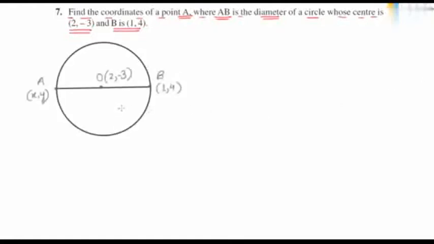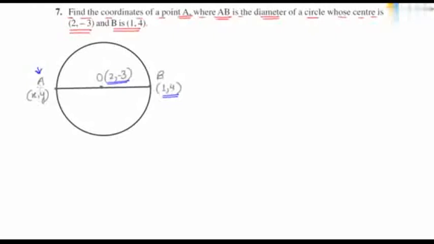Seventh question: find the coordinates of a point A where AB is the diameter of a circle whose center is (2, minus 3) and point B is (1, 4). That is, there is a circle whose center is (2, minus 3) and point B is (1, 4), and we have to find the coordinates of point A such that AB is the diameter.